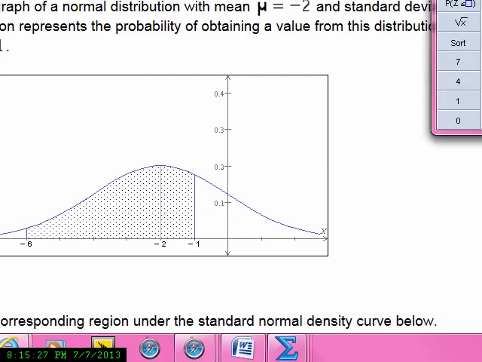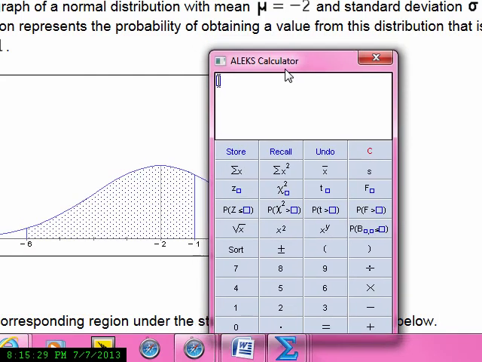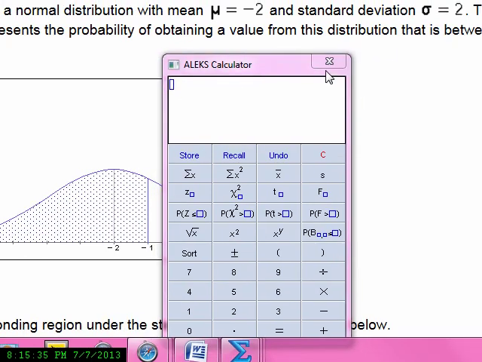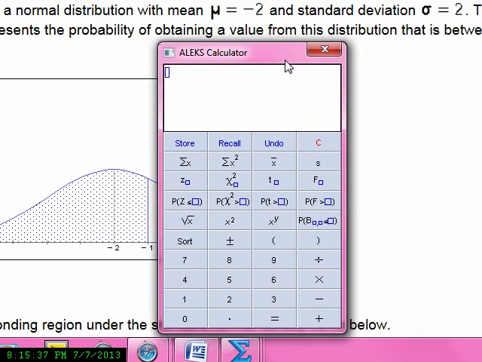So the z-score is given by x minus mu. We're going to do the -6 first. I'll do the leftmost endpoint first. So we're going to do -6 minus the mean of -2, and I'm going to put that in parentheses, divided by the standard deviation of 2. And we can see here that we're going to get a z-score that is equal to -2. So that's the z-score for the first one. I'll just store it just in case I forget.